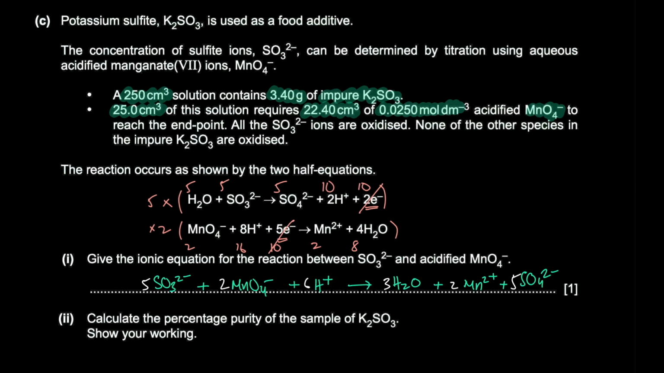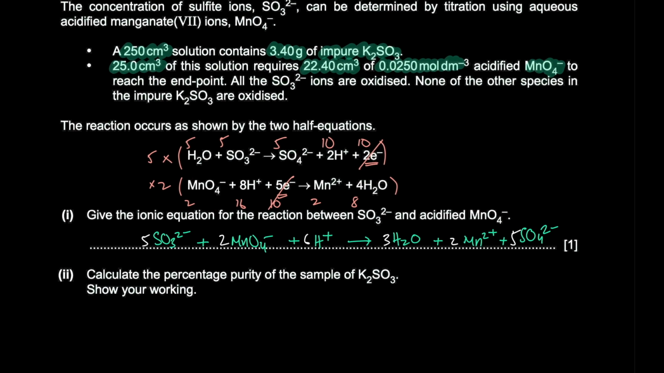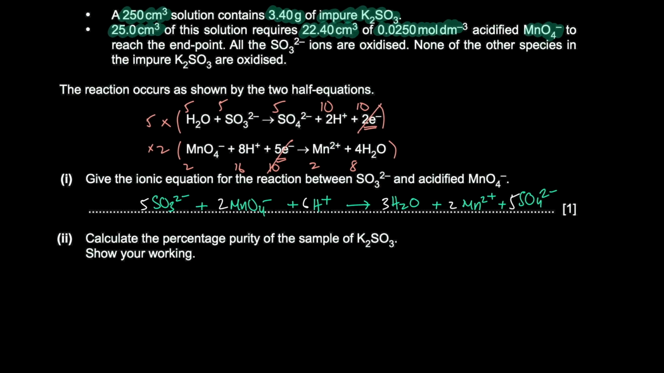Calculate the percentage purity of the sample of potassium sulfite. In these types of questions, the first thing you want to do is find the moles of the titre. They've told us the volume and the concentration of the manganate 7 that was needed to reach the endpoint. So the number of moles of manganate 7, MnO4 minus, is the concentration times the volume, which is 0.025 moles per dm3 times 22.4 cm3 divided by 1000. We get 5.6 times 10 to the power of negative 4 moles. So that's the moles of manganate 7.